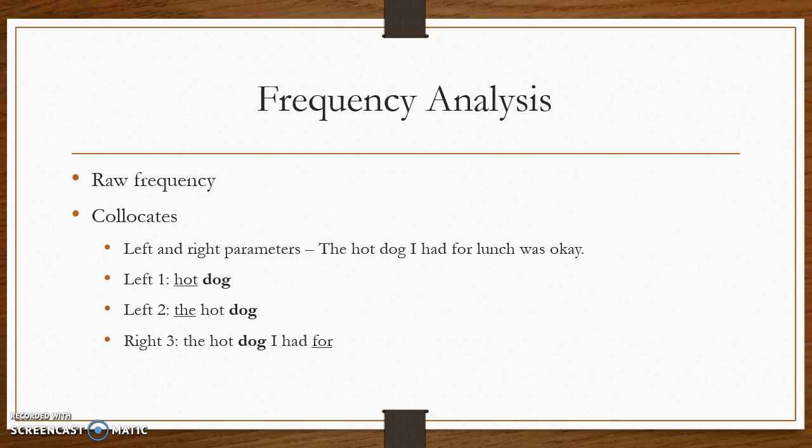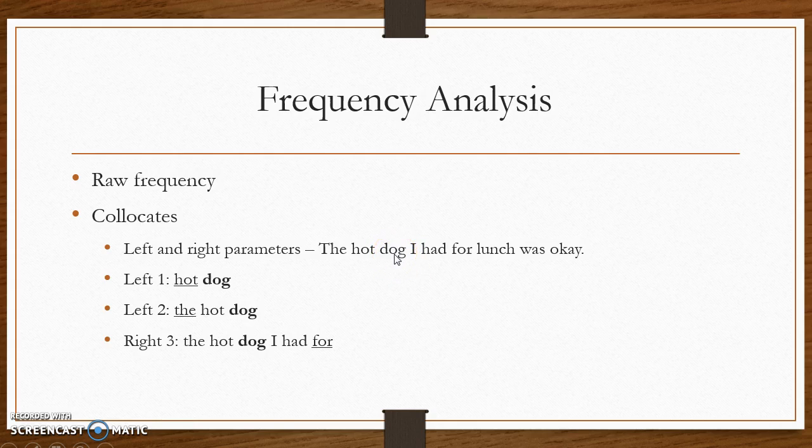Okay, an example of collocates. Again, collocates means that things co-occur. And when we're going to look at COCA in a bit, we're going to see that you can set the parameters for your collocates. There are left and right parameters. So let's look at the sentence, the hot dog I had for lunch was okay. Our target word here is dog. We're going to look at the collocates of dog.